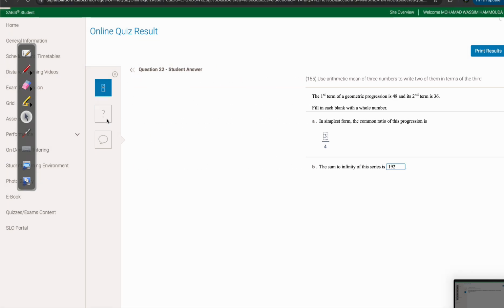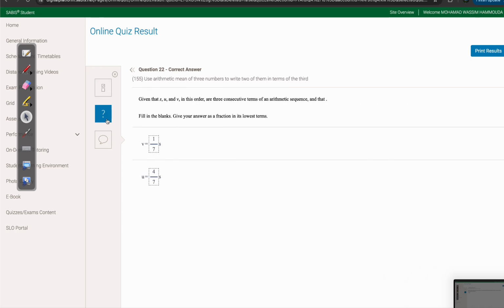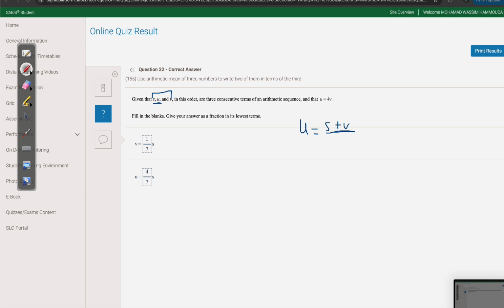Number 22, our last and final question for today's video. Given that S, U, and V in this order are three consecutive terms of an arithmetic sequence, and that U is equal to 4V, right? In an arithmetic sequence, the middle term, which is U in this case, is equal to the sum of the other two divided by 2. So U is equal to S plus V over 2.